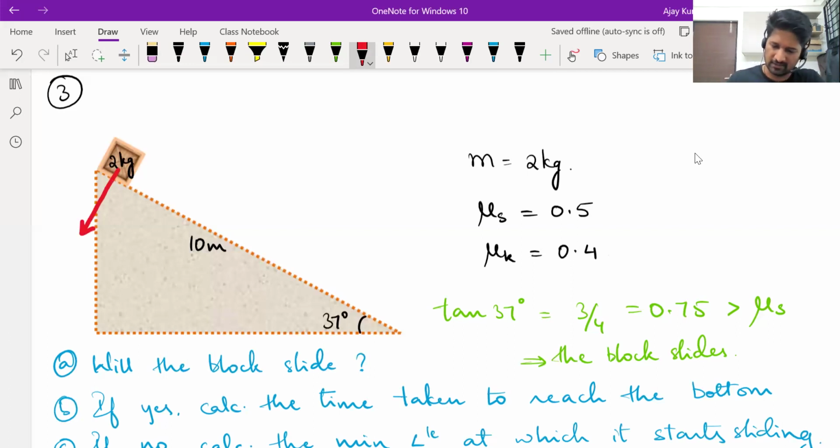So there will be one force acting this way, mg cos theta. How much is it? Magnitude, numerical value. 20 cos 37. Sir, 16 newtons. mg sin theta, 12 newtons. Normal force, 16 newtons. Normal force has to balance mg cos theta. Okay, so 16 newtons.